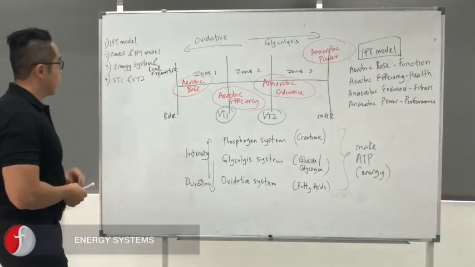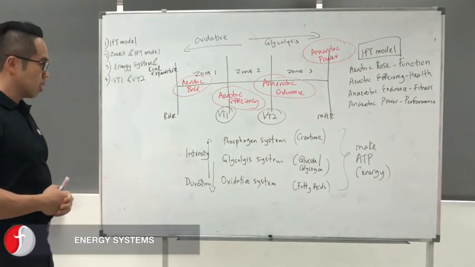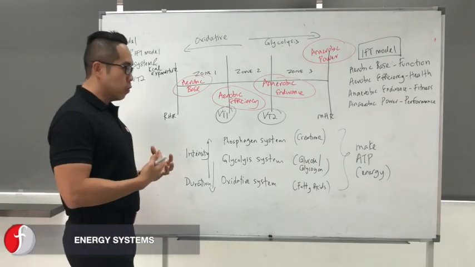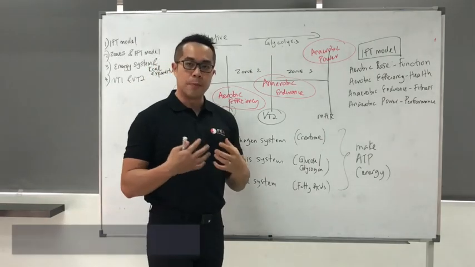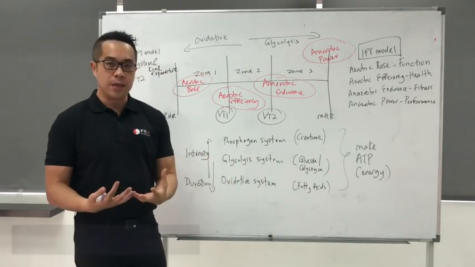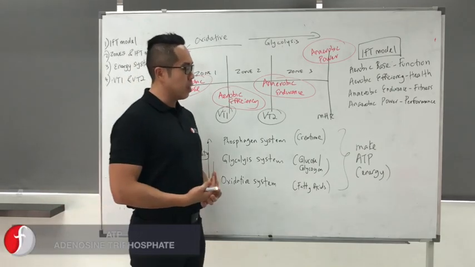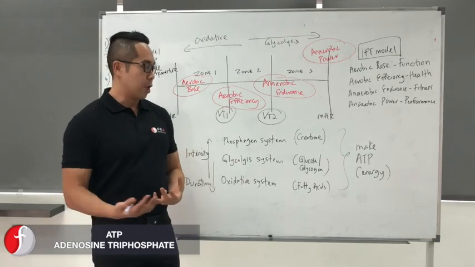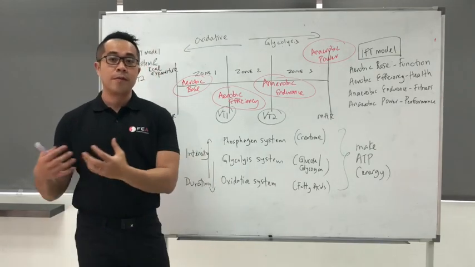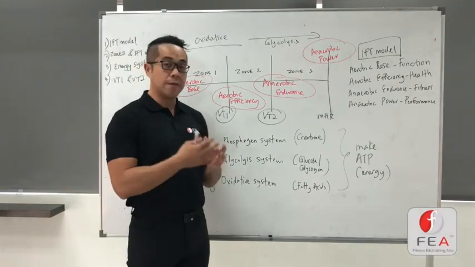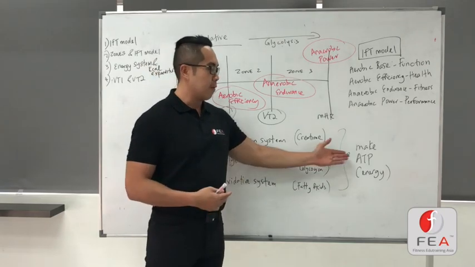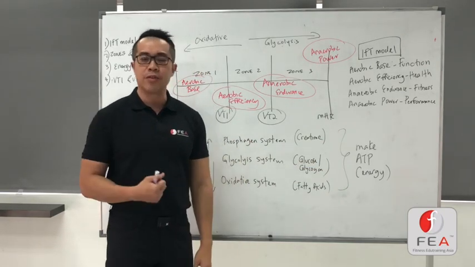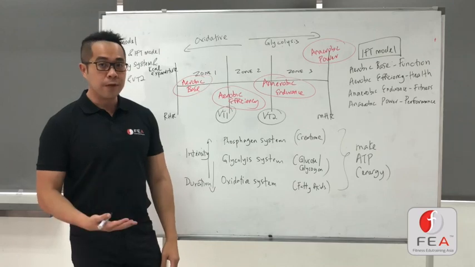So, let's look at the energy systems now. When we use energy, what the body will do is make ATP. I usually relate the word ATP with money. If I say I'm rich, it means I have a lot of money. So if I have a lot of energy, it means I have a lot of ATP. What ATP actually stands for is adenosine triphosphate.